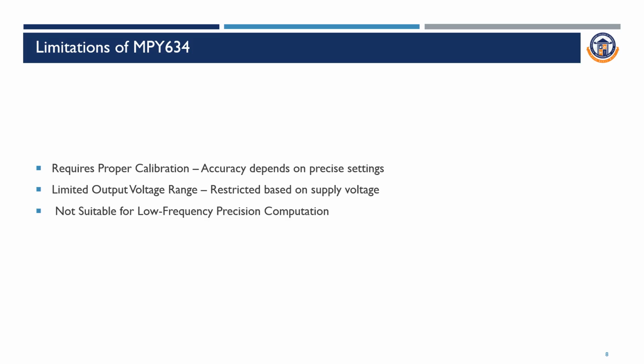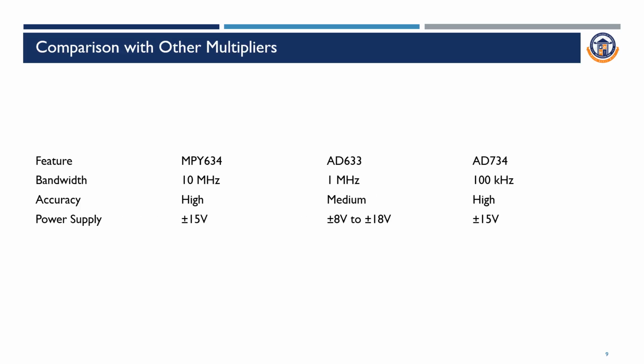Next, we will see some of the limitations of MPY 634. It requires proper calibration. That is, we have to calibrate, or give precise setting values, to produce accurate output. And it has a limited output voltage range. It is restricted based on the supply voltage, because we have already seen that its supply voltage ranges from plus or minus 4 volt to plus or minus 18 volt. And this IC is not suitable for low frequency precision computation.